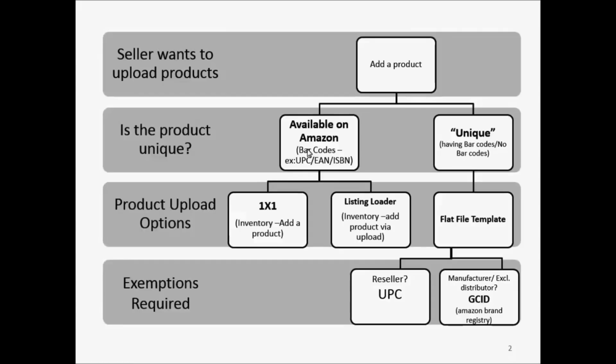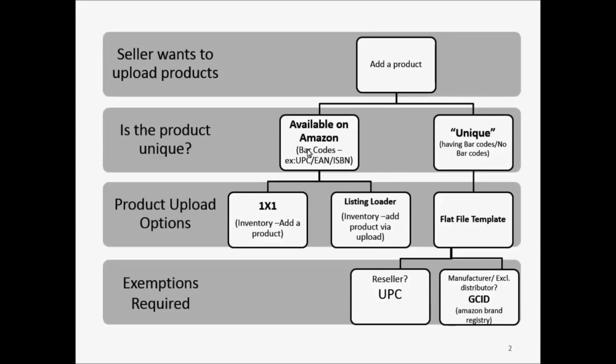Let's take an example of a Samsung phone. One product, for example, Samsung S4. There is one product which is listed and there are multiple sellers selling the same product. We call it overlapping. So there are two ways of adding overlapping selection. That is, one which is already available in Amazon's catalog with the barcodes.